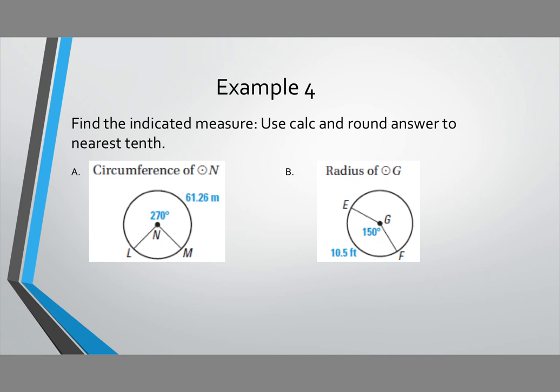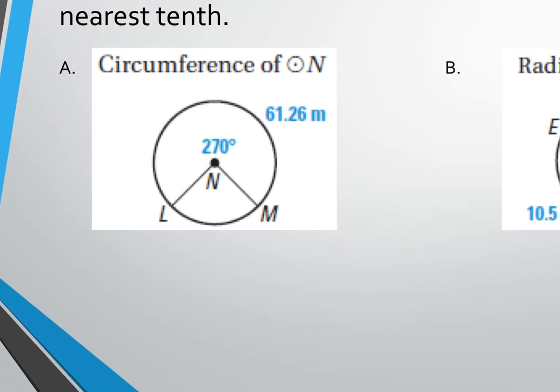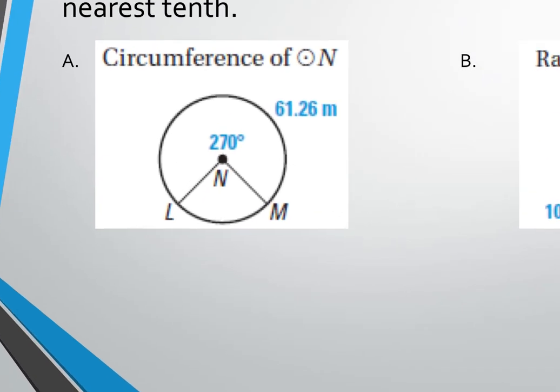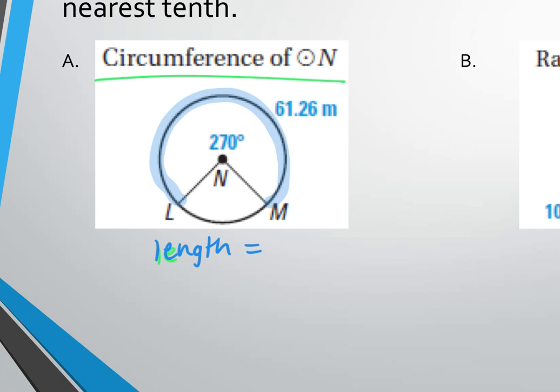All right, example 4. Now the instructions say find the indicated measure, use the calculator, and round the answer to the nearest tenth. So now we're using the calculator. For A, it's looking for circumference again, and again it's giving me the length of this arc. So the length of the arc equals the measure of the arc over 360 times, if I wanted diameter, I would do pi d. If I wanted radius, I would do pi r.